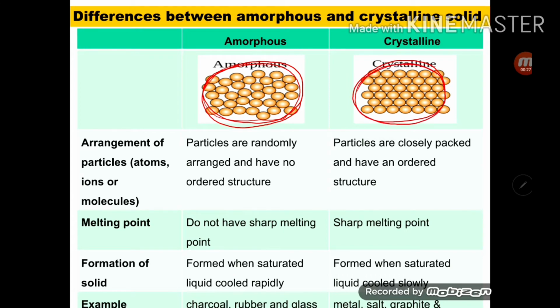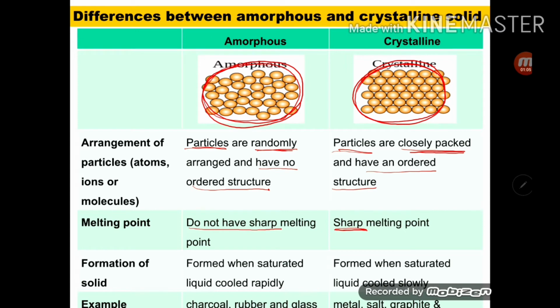From this diagram, we can see the different arrangement of particles in amorphous and crystalline solid. In amorphous, particles are arranged randomly and have no ordered structure, but in crystalline, particles are arranged closely packed and have an ordered structure. Amorphous solid does not have a sharp melting point, but crystalline solid has a sharp melting point.